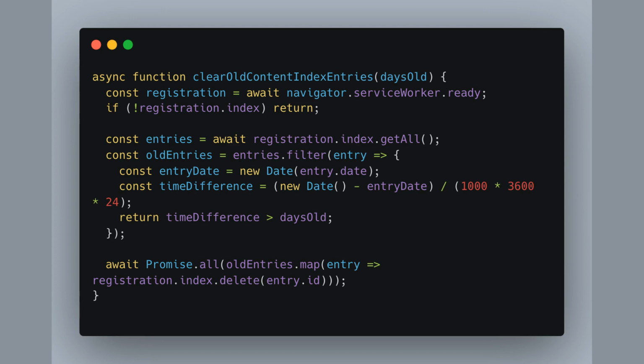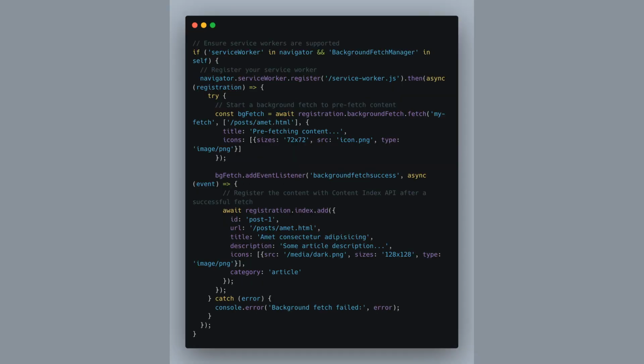Pretty handy, right? Imagine you're browsing a website and spot an article you want to read later. Wouldn't it be great if that article was already downloaded and waiting for you, even if you go offline? That's exactly what we're doing here. We're using the Content Index API combined with background fetching. Service workers kick in to pre-fetch the content and then register it for offline use. So next time you open your app without a network connection, your article is ready and waiting for you to enjoy, no waiting necessary. Pretty neat, right?